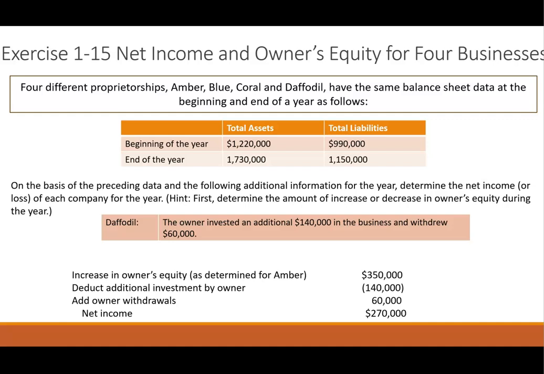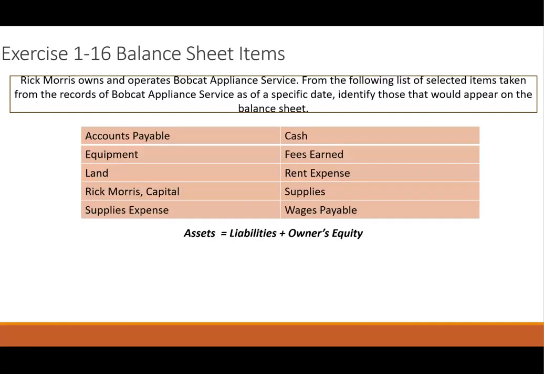So we would take what the net income should be. We show what was invested, what was withdrawn, and as a result, the net income in this case would have been $270,000. As we move on to exercise 116, Rick Morris owns and operates Bobcat Appliance Service.